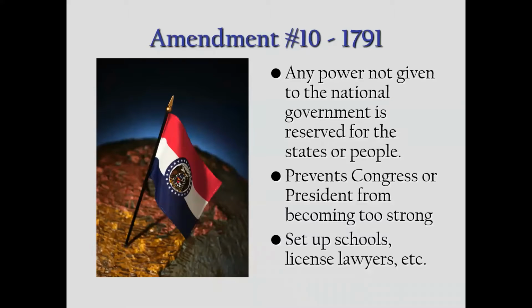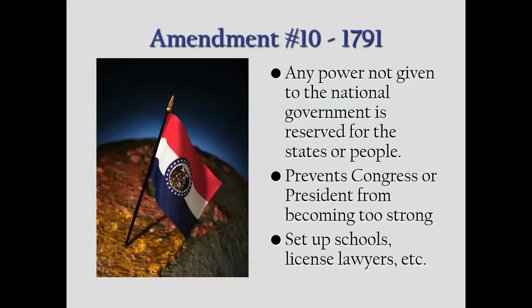All right, with this section of amendment notes, we'll cover amendments 10 through 18. Number 10 is the final amendment that was part of the Bill of Rights. What it said was any power not given to the national government is reserved for the state or people. The idea of powers reserved for the state ties directly into federalism, where you have the separation of government at the state and federal level. This was designed to prevent Congress or the executive branch from becoming too strong.